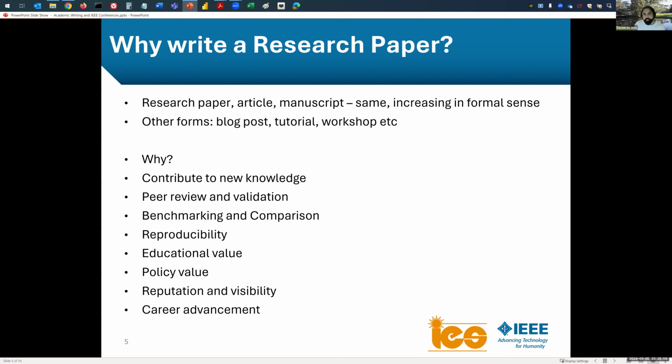But more generally speaking, why do we write research papers? Because we want to share this knowledge with the rest of the world. So why do we do research? To push the boundary of new knowledge. And that's the main reason to write this research paper, because we want to share this knowledge in a format that is understandable to other researchers.